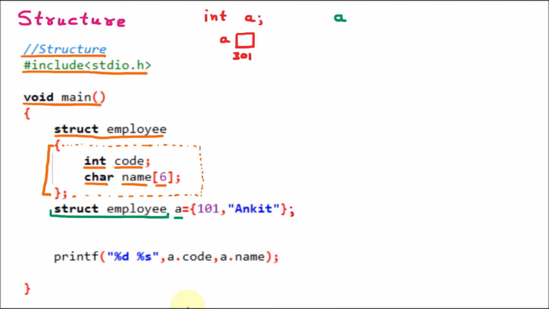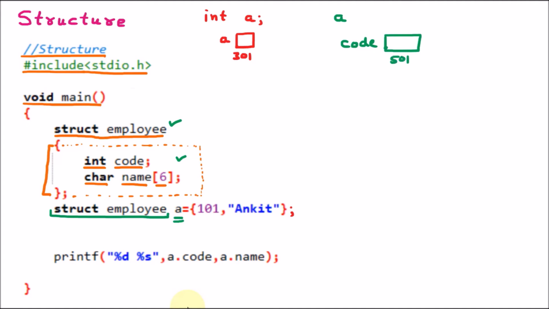Now what will be the memory? This A is the variable of type employee. The structure employee has two further things. One portion is the code, the first element, which is of integer type. Corresponding to A, one memory block is reserved with the name code. That code has some memory, and that memory may have some address, let's say 501.